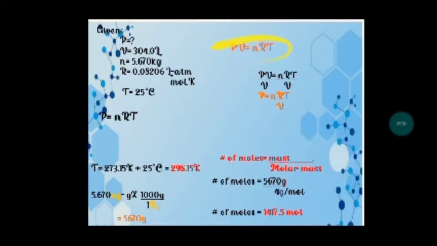So here is the formula. To get the formula for pressure, we rearrange it. We have PV = nRT, divide both sides by V to get P. So, P is equal to nRT over V. So this is now our formula in getting the pressure.